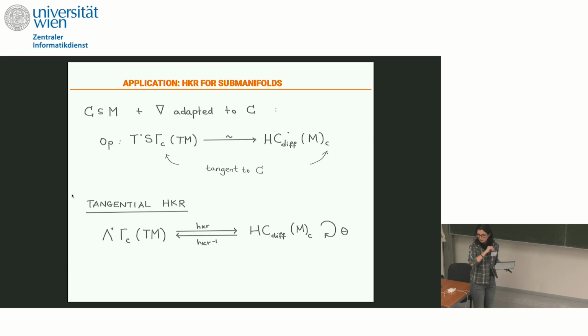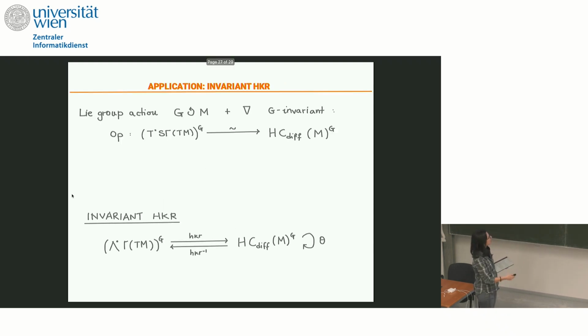Otherwise, you have to be a little bit more careful, or maybe not. I will think about it. Because in my mind, if you don't have an adapted covariant derivative, then you simply don't get symbol calculus for differential operators which respect the submanifold. Yeah, thanks. Anyway, second, somehow more important, is the invariant HKR.